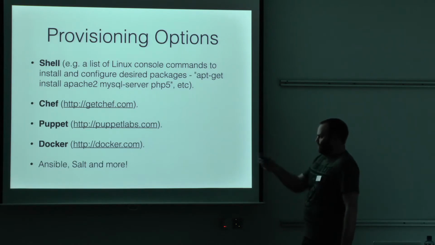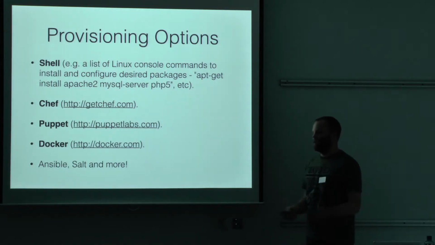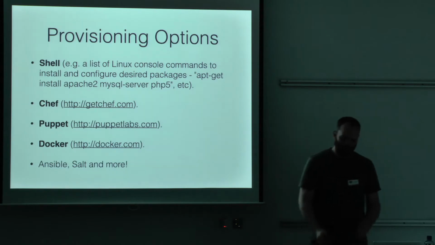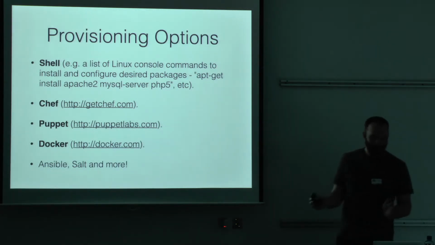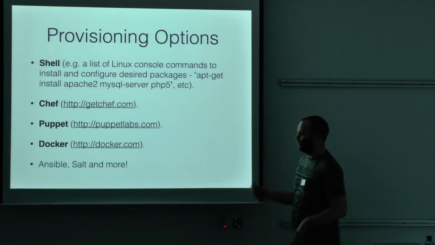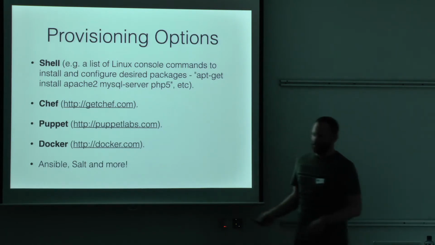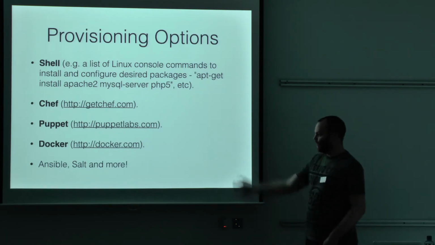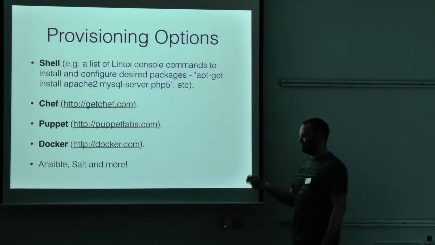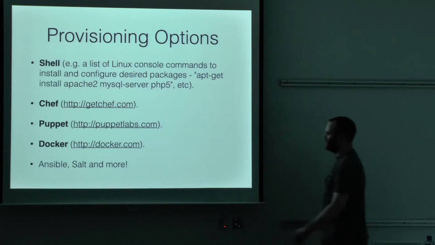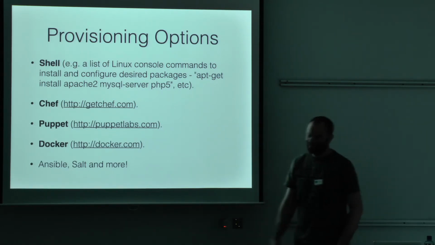Chef, Puppet. Those are just two automation packages. They do much the same thing as shell, but in a more structured format. So you can create recipes of provisioning items that you may want to include in your VM. It's a wee bit outside of the scope of this here to go into these, but they are available. Docker is something not similar, but sort of similar. I won't go into it. Ansible, Salt, and more. So there's lots of different options for provisioning. Okay, that's the key.